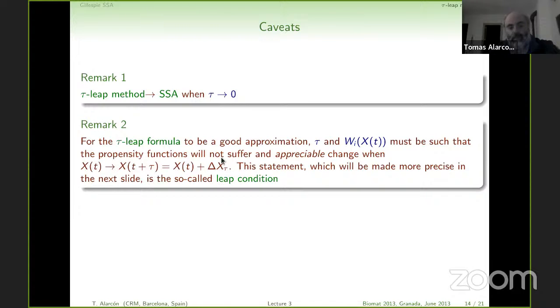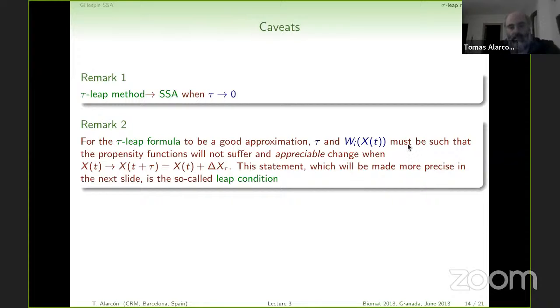So this basically means that the change in the variable x needs to satisfy some conditions. This statement, which we will make more precise in a minute, is the so-called leap condition.